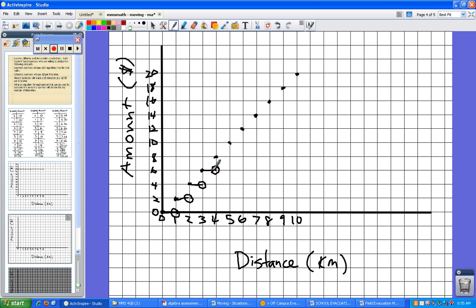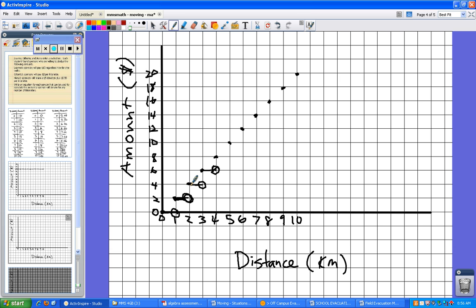I'll continue the rest, but there's a reason why it looks like this. It's not obvious at the bottom because it's hard to see with the black. But if you look between the 1 and the 2 kilometer marks, at 1 kilometer he gets $2. But the further he walks, he's not going to get any more money. He gets $2 for every kilometer that he walks. So in between, he hasn't walked another kilometer yet. The amount does not increase. It stays the same.